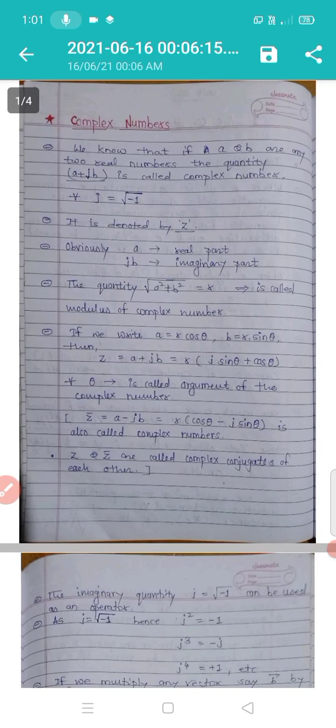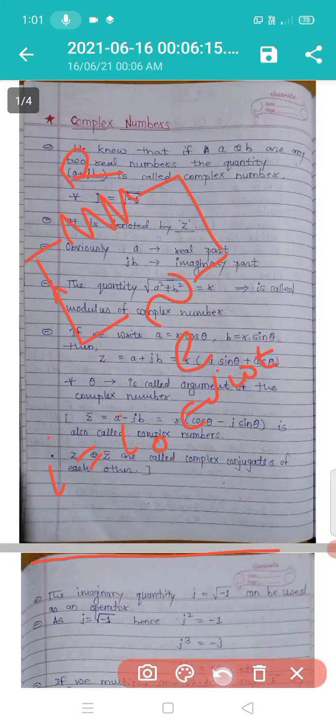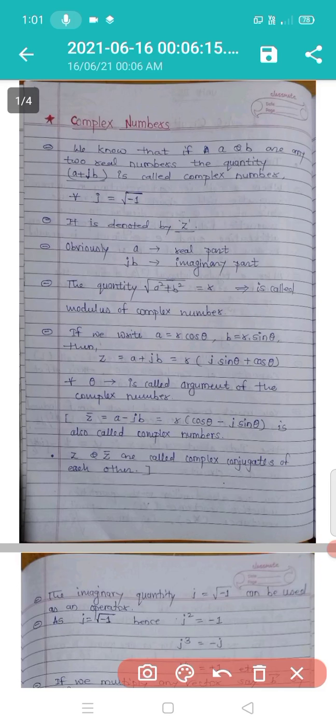Then the next important part is complex numbers. What are complex numbers? The numbers which have both a real part and an imaginary part. We know that if A and B are any two real numbers, the quantity A plus jB is called a complex number.